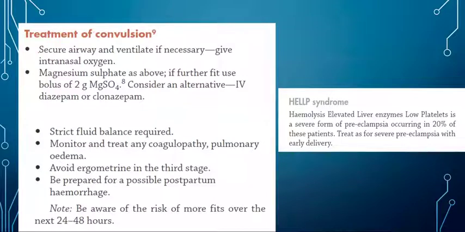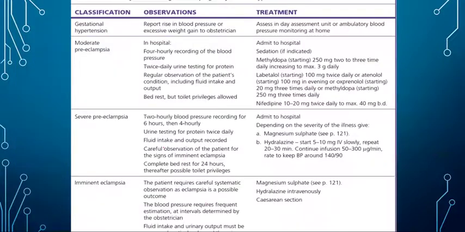If a patient develops convulsion, obviously you need to make sure their airway, breathing, and circulation are normal. You have to give magnesium sulfate for that patient also. If magnesium sulfate cannot be given, then the alternative is diazepam or clonazepam. And that's your HELP syndrome that we have discussed.